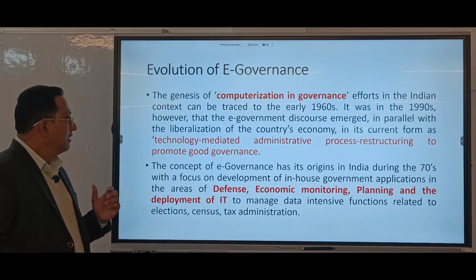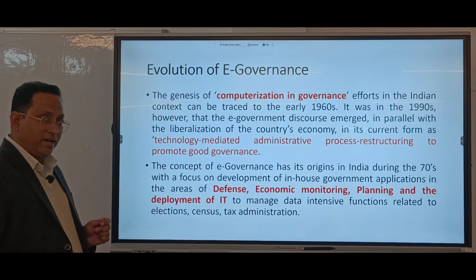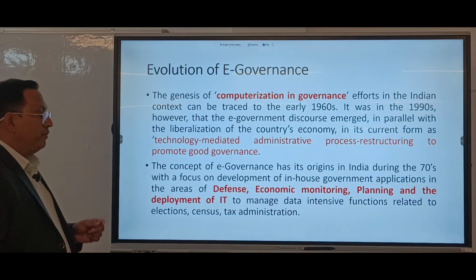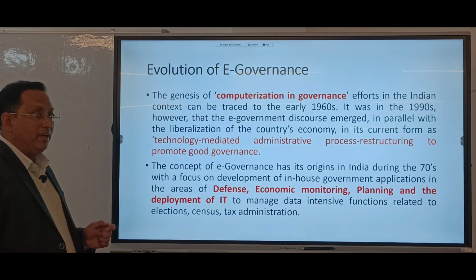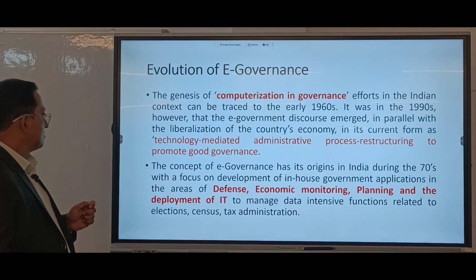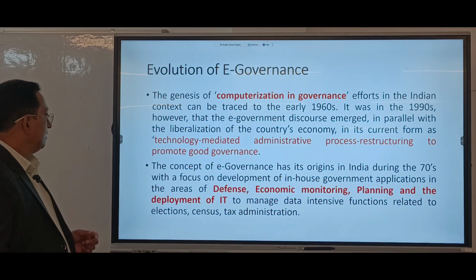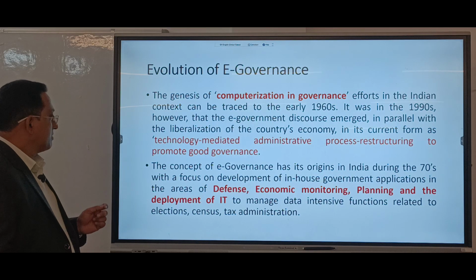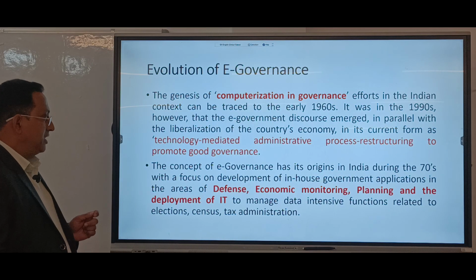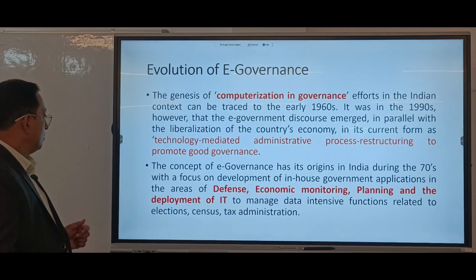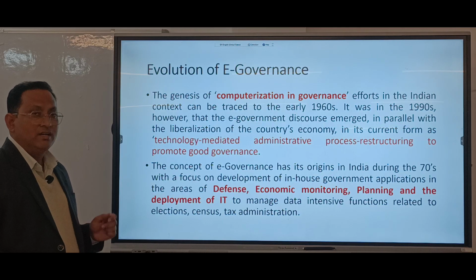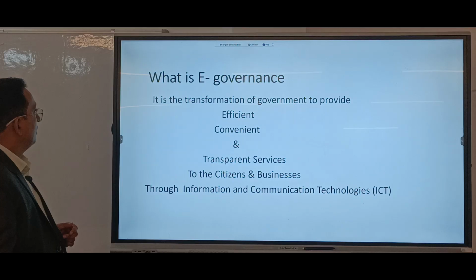The concept of e-governance has its origins in India during the 70s, with a focus on development of in-house government applications in the areas of defense, economic monitoring, planning, and the deployment of information technology to manage data-intensive functions related to elections, census, and tax administration.